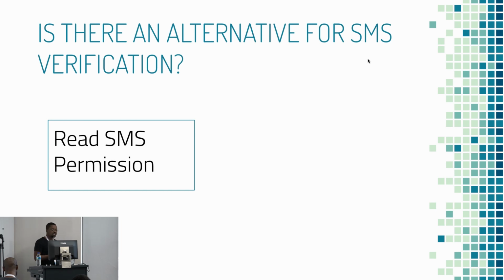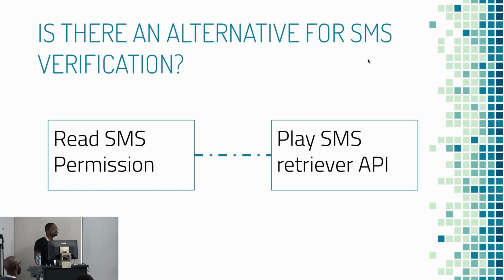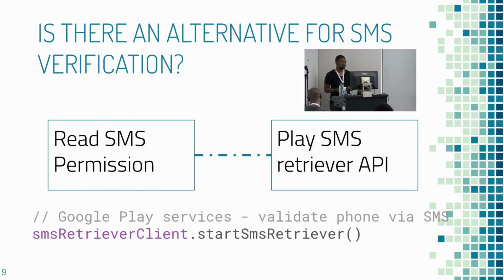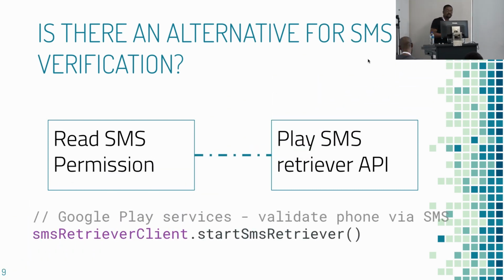Yes, there is. Let's say you want to read the SMS permission for the device. There's an alternative. You can use the Play SMS Retriever API. The scope of it is smaller than having to ask the user for the SMS permission. And this is how you call it: SmsRetriever client dot startSmsRetriever. You'll be able to validate the phone via SMS using this Google Play Services method.